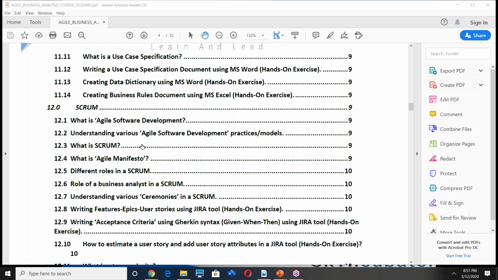and all the ceremonies that are part of the Scrum. And we will focus a good amount of time on writing some artifacts which are typically used in the Scrum environment, features, epics, stories, and we'll also use a Gherkin syntax to write acceptance criteria. And the tools here we are going to use are Jira and Confluence. So these are the two tools we'll be using for not only Scrum, but also for Kanban.